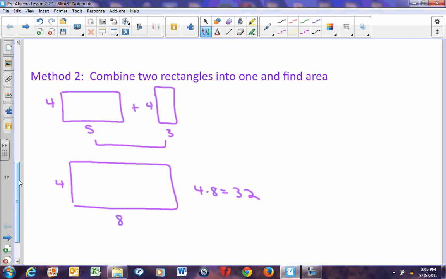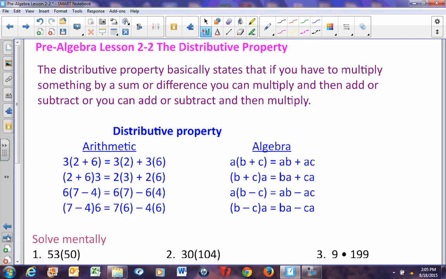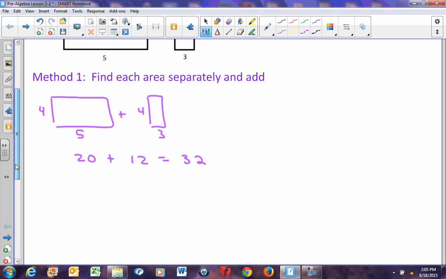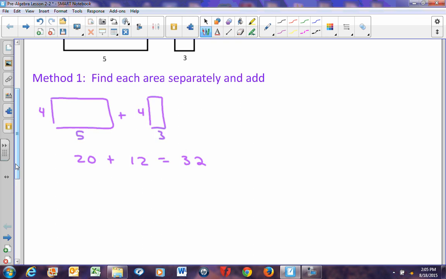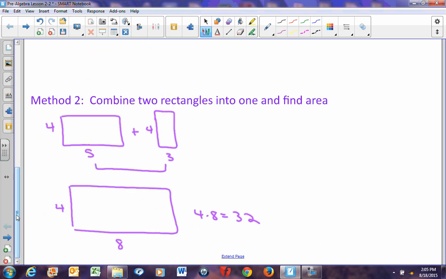Both of these show how we can use what we call the distributive property. The distributive property basically states that you can multiply something by a sum or a difference. You can multiply and then add or subtract, or you can add or subtract and then multiply. So if we go back to this problem, here we multiplied first and then added. Down here in our second example, we added first and then we multiplied, which is an example of the distributive property.